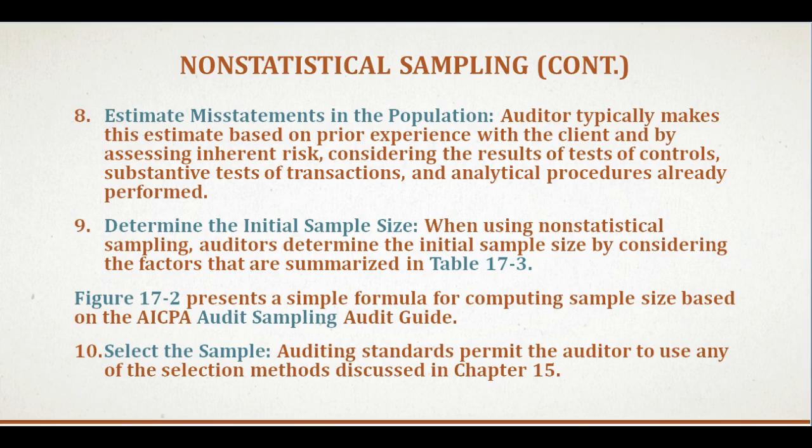The 9th step in audit sampling is to determine the initial sample size. When using non-statistical sampling, the auditors determine the initial sample size by considering factors such as inherent risk, control risk, results of other substantive procedures, tolerable misstatement, expected size and frequency of misstatement, the dollar amount of population, and the number of items in the population. These factors are summarized in Table 17-3 on page 570 of your textbook.